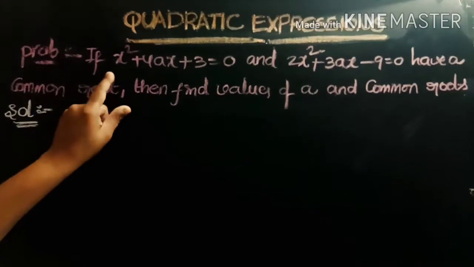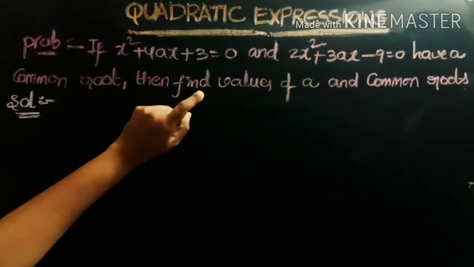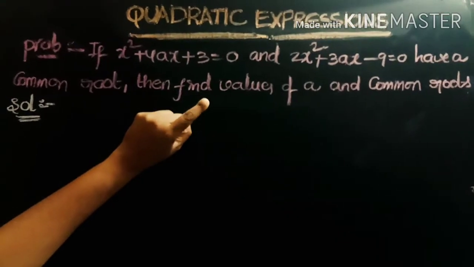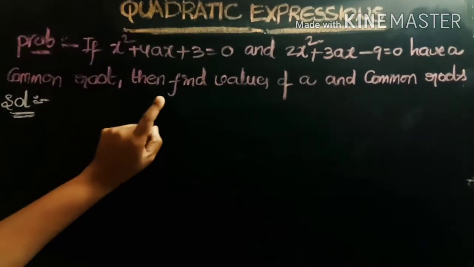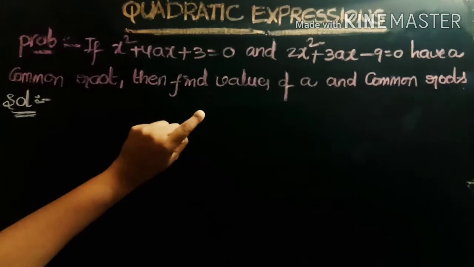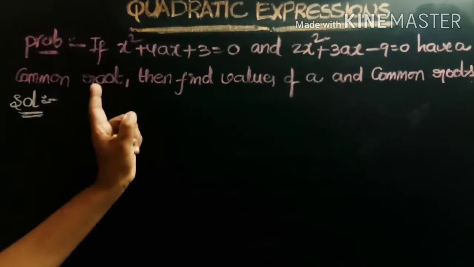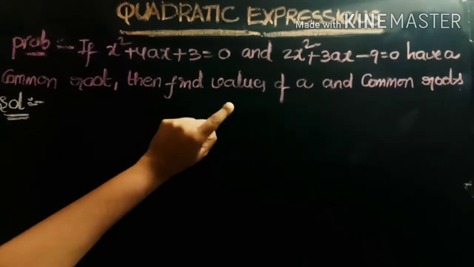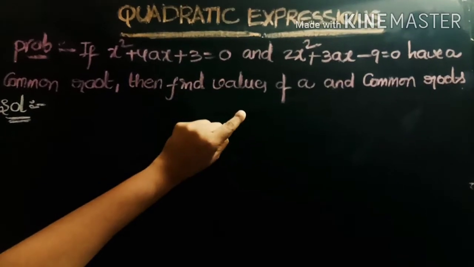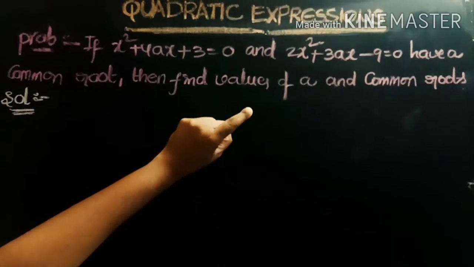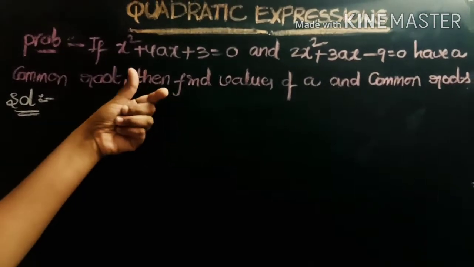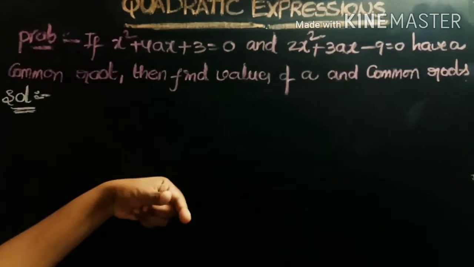Next problem: if x square plus 4ax plus 3 is equal to 0 and 2x square plus 3ax minus 9 is equal to 0 have a common root, then find the values of a and the common roots. Given that the two equations have a common root, we have to find the value of a and also find the common root values.